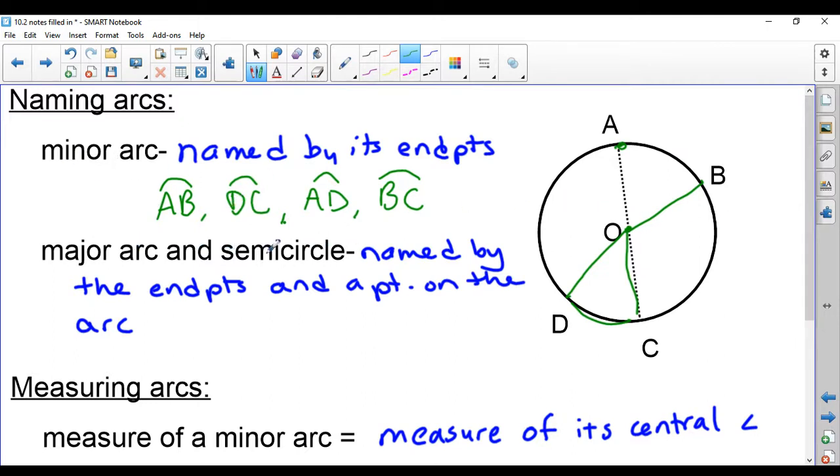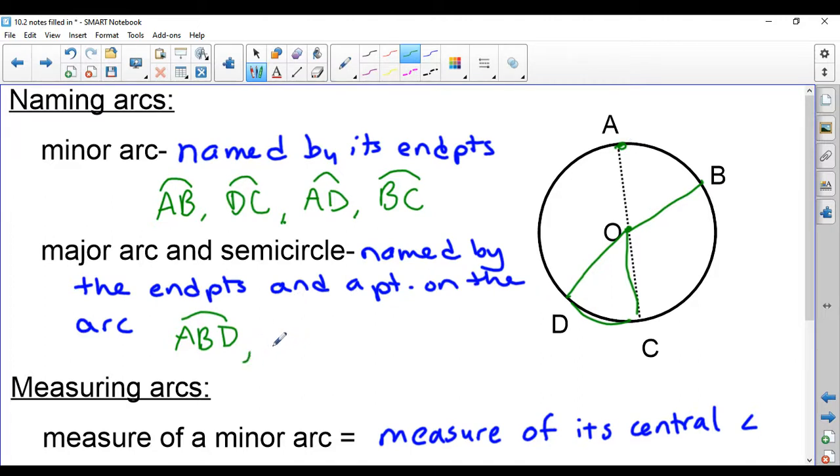For a major arc or semicircle, you have to name them by the endpoints and a point on the arc. So, for example, if I wanted to go from A all the way around to D, I could name that arc ABD. ABD is the same arc as ACD. I start at A, I go through B, I end at D. I start at A, I go through C, and I end at D. Those are two different names for the same major arc.